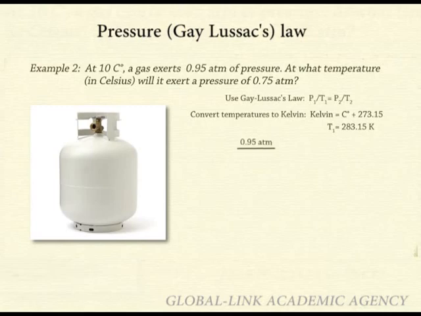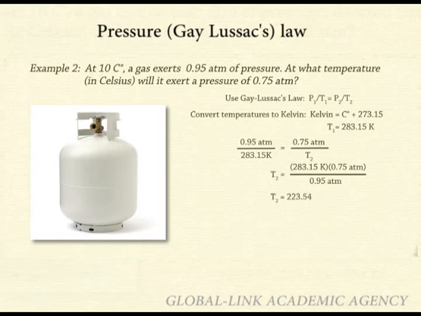0.9 atmospheres over 283.15 Kelvin is equal to 0.75 atmospheres over T2. Solve for T2. T2 is equal to 283.15 Kelvin times 0.75 atmospheres over 0.9 atmospheres. T2 is equal to 223.54 Kelvin. Are we done? No, we have to convert this temperature back to Celsius. 223.54 Kelvin minus 273.15 is equal to negative 49.6 degrees Celsius.